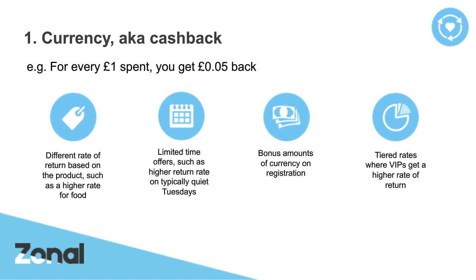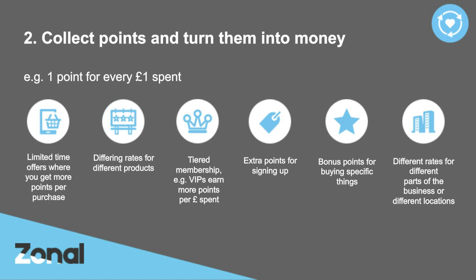The second type of scheme is around collecting points and turning those points into money. We all know this one. It's our classic Nectar cards and our club cards that we use every single week. And there's lots of other loyalty cards out there that give us points with our purchases. Although the most common model is a flat rate model, such as 1 point for every pound spent, many restaurant operators choose to customize it.